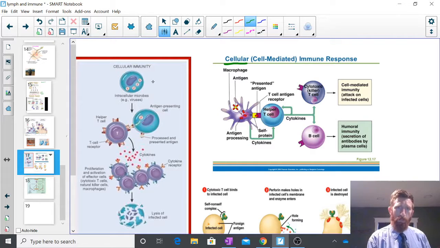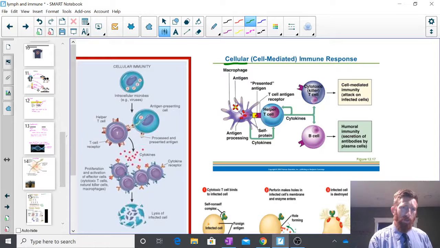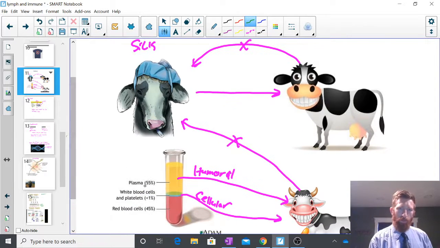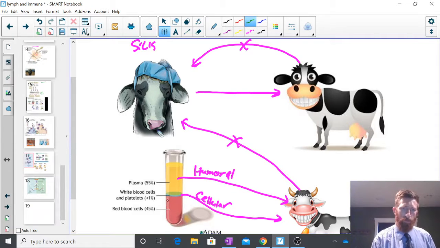So cellular immunity is called this because remember, we got to go back to our cows. Sometimes with some sicknesses, you could transfer the plasma and that worked, but sometimes you had to transfer the actual cells. And that was the only thing that kept the healthy cow healthy. So it's called cellular immunity because you have to transfer the white blood cells. Remember, the antibodies are just kind of free floating in the plasma, in the liquid part of the blood, and humoral means liquid. Yeah, all this ties together.